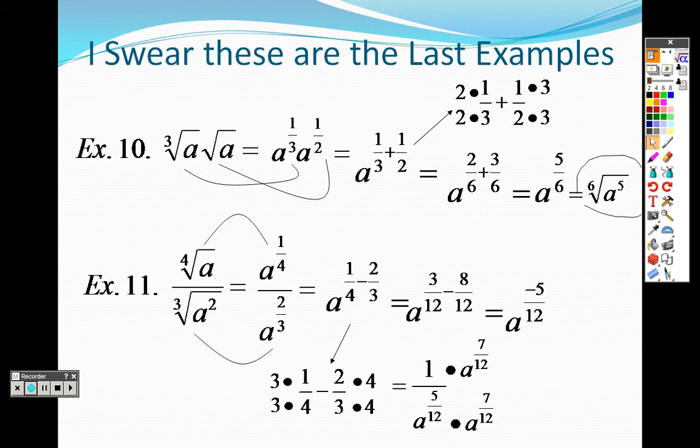By doing so, I end up getting a to the 7/12 on top and 1 whole a now on the bottom, because that adds together. And now I can rewrite this as a root. So I get the 12th root of a to the 7th over a.